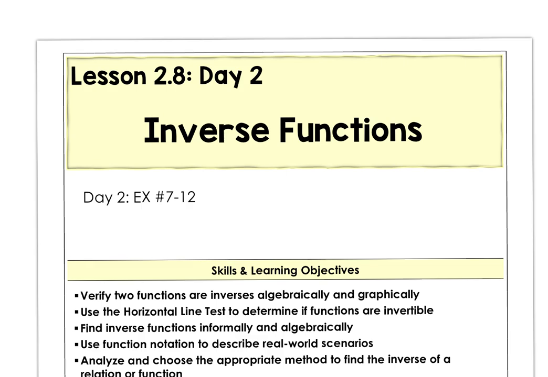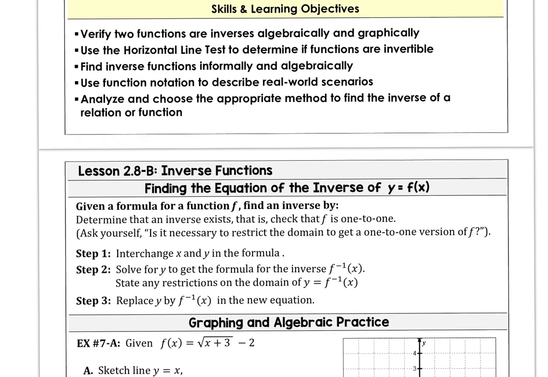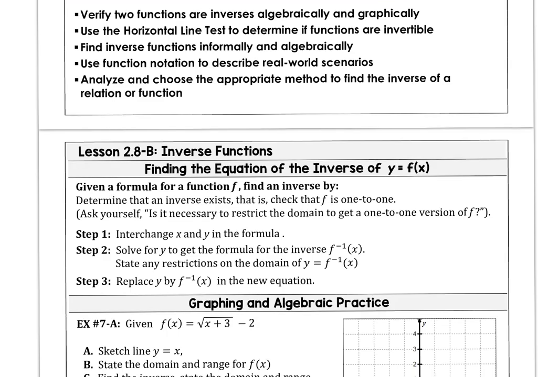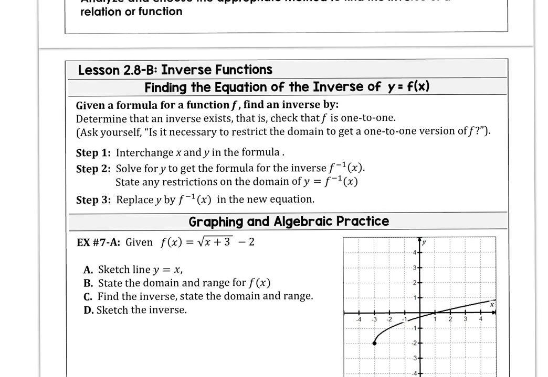AP Pre-Calculus. We're in lesson 2.8 on day 2. Today we're going to verify two functions are inverses of each other, both algebraically and geometrically. Just to refresh your memory, here's our formal procedure right here in 3 easy steps. We're going to jump in with example 7a.